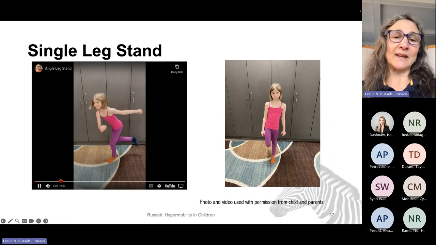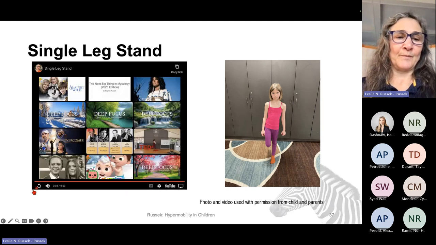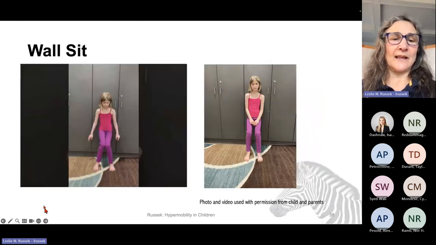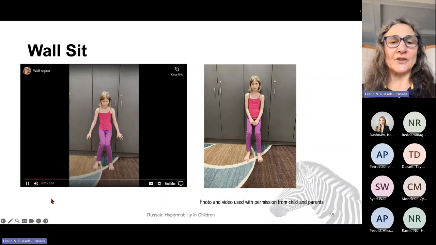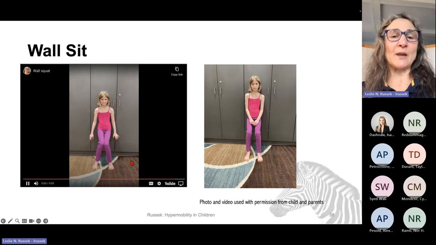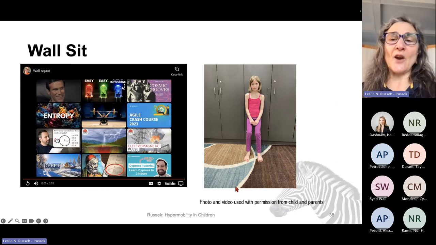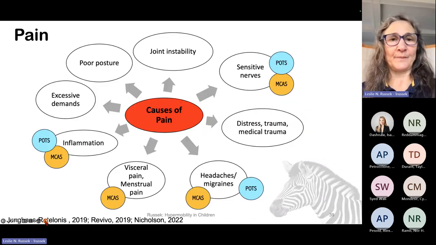Single leg stand, depending on their age. And then the last one, the wall sit. So she's locked her knees together for stability because she didn't have the hip strength. And the pictures here on the right are after treatment, after teaching the motor control.